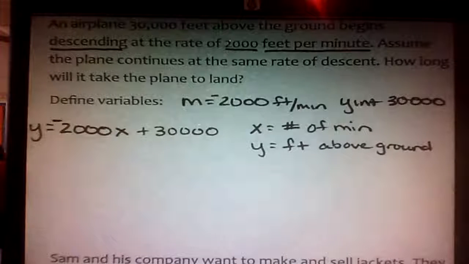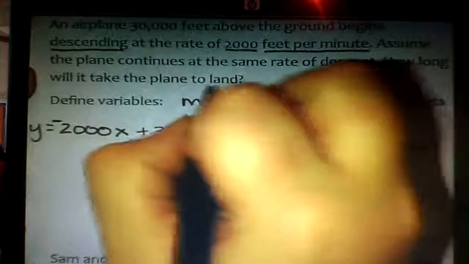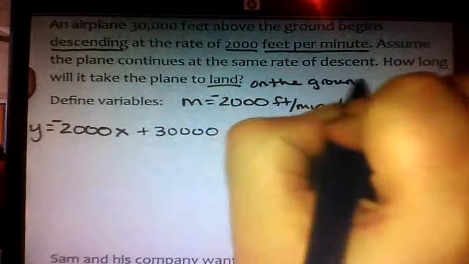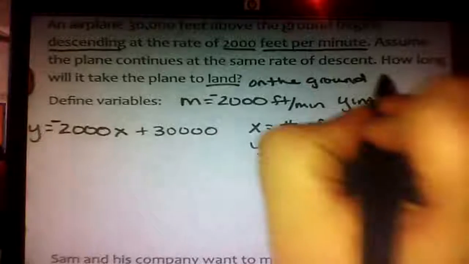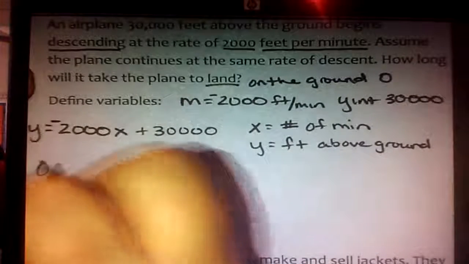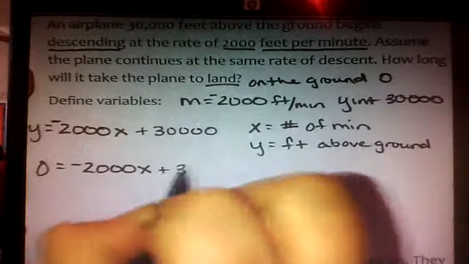My plane is landing. So if I'm landing, how far above the ground am I? Zero. If we're landing, we're on the ground, which means I'm at 0. So 0 equals negative 2,000x plus 30,000.